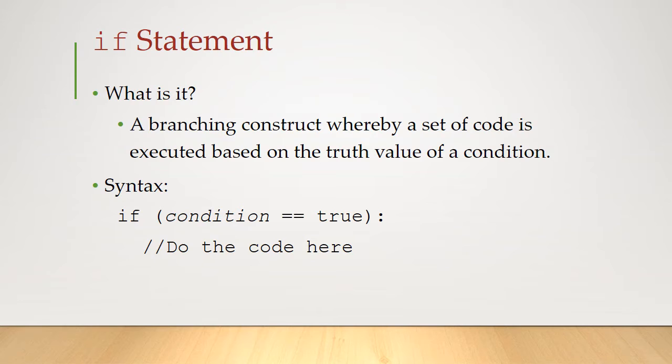In Python, conditional branching is implemented using an if statement. An if statement is a branching construct whereby a set of code is executed based on the truth value of a condition. So the syntax of an if statement is the reserved word if, then a condition, and if that condition evaluates to true, all of the code indented under the if statement is executed.